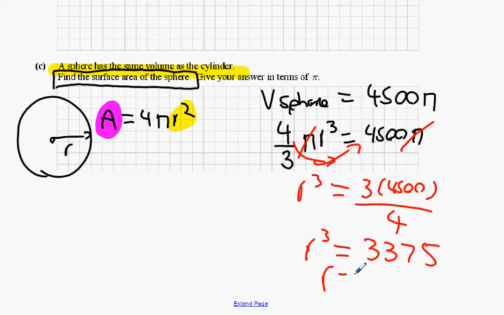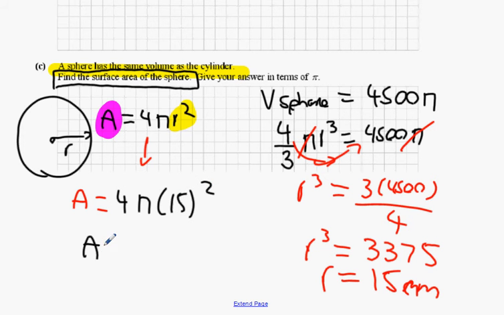Now, a lot of people would stop here. And what's the problem with stopping there? Huh? Haven't found the surface area yet. So go back to this equation here. A equals 4 pi times 15 squared. A equals 900 pi millimeters squared. Are we okay with that? Okay. Is there another question after that? Okay.